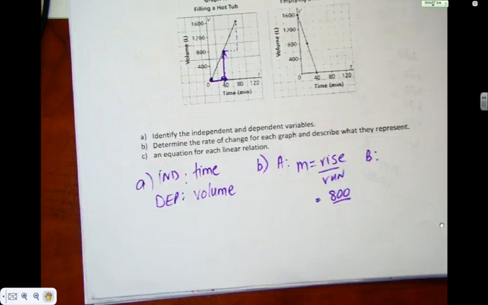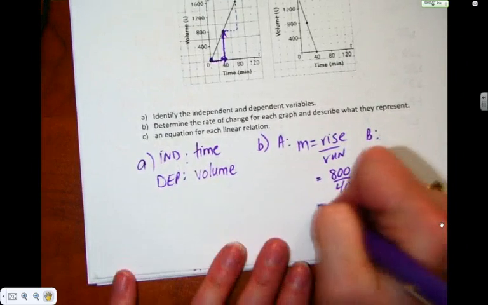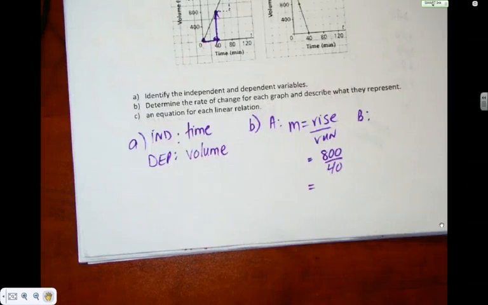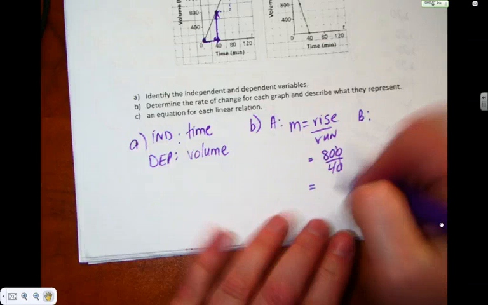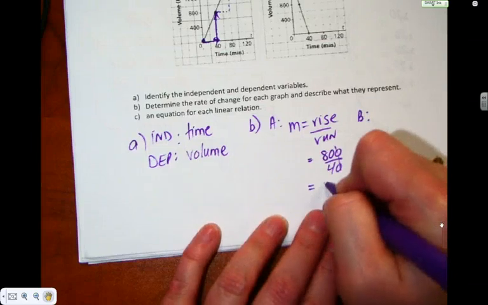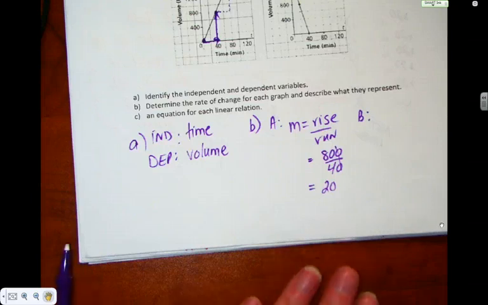What is the horizontal or the run? How much did we move side to side? We went from 0 to 40, so how many units is that? 40. Just like any fraction, we always reduce if we can. Can we reduce 800 over 40? Yep. So the zeros can go. And then what's 80 divided by 4? 20.